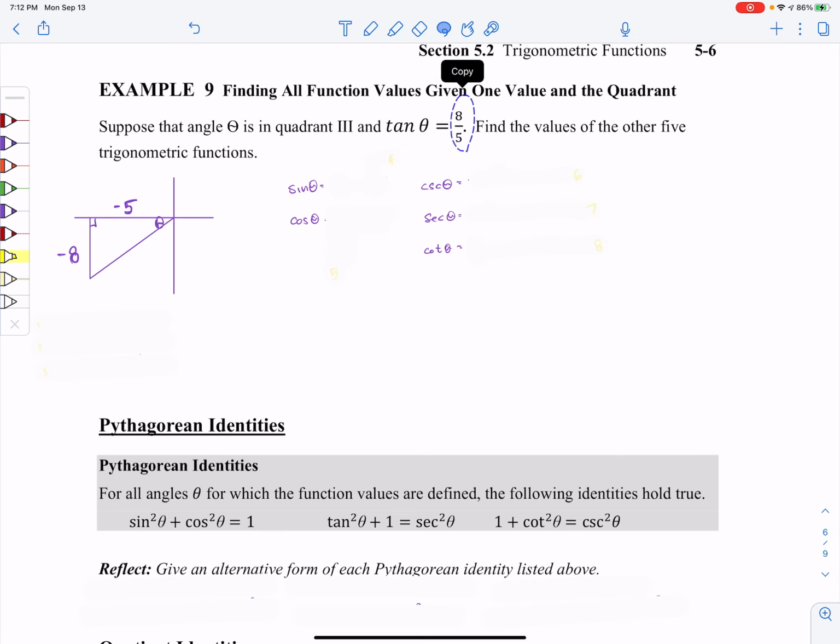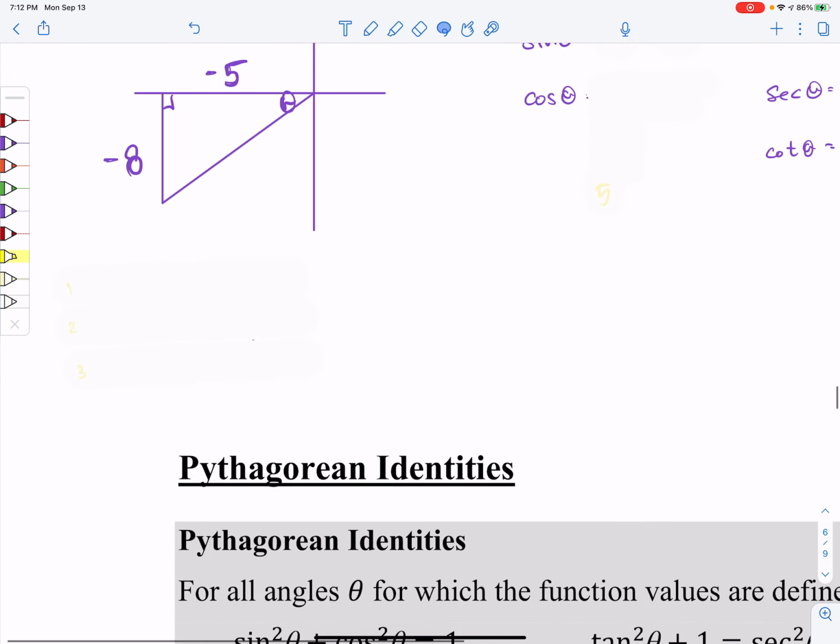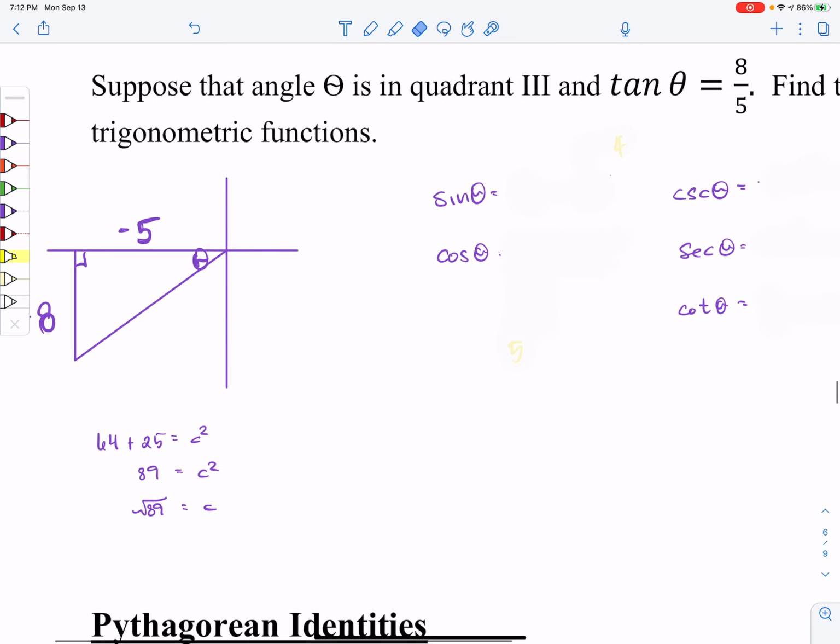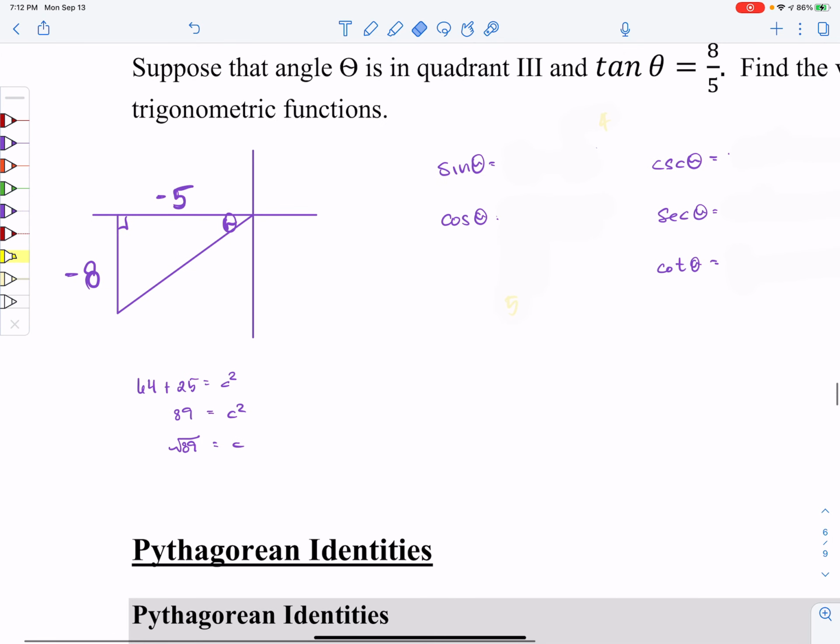All right, before we can do anything, we need to find our missing side. So we'll use the Pythagorean Theorem. Leg squared plus leg squared equals hypotenuse squared. And so we've got 89. The square root of 89 does not reduce. It's not something that's pretty. So we've got then that this is the square root of 89.